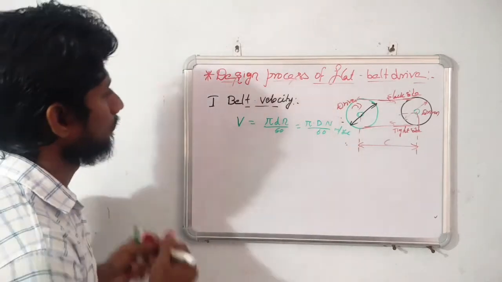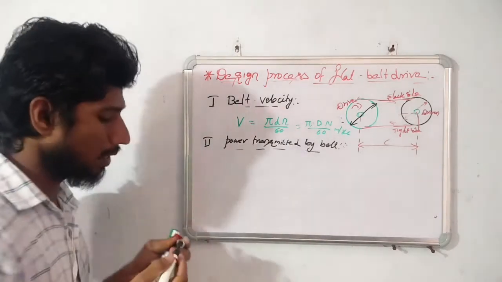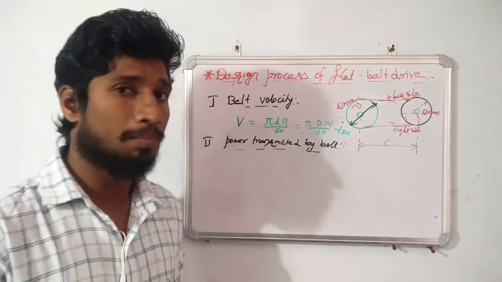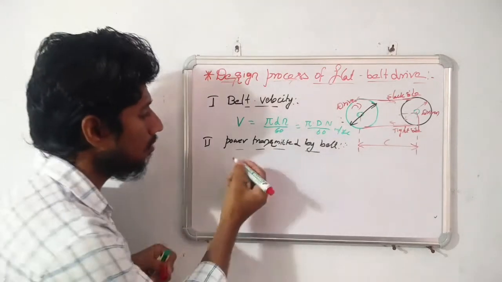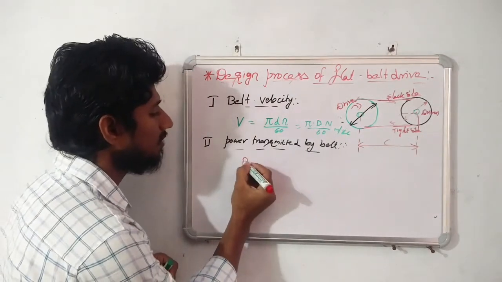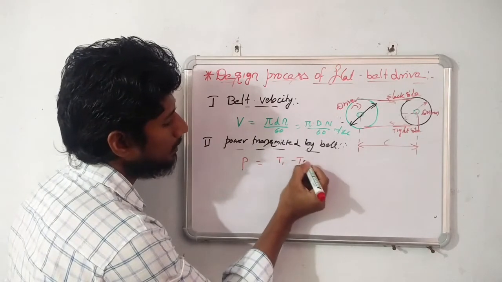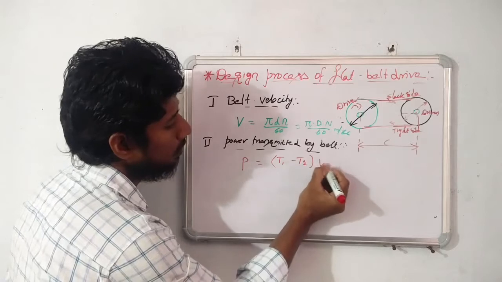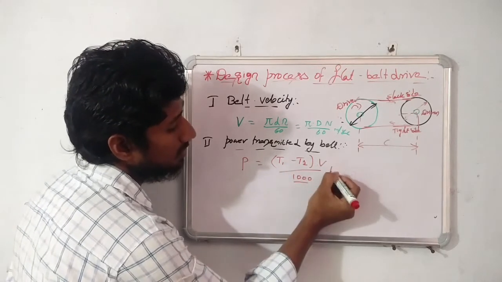After that, the second step is, so it is the second step here, power transmitted by belt. So how much amount of power is transmitted by the belt? So how are we going to find out this one? First of all, it is denoted by P, that is equal to (T1 minus T2) into V by 1000. This 1000 is the conversion of units.